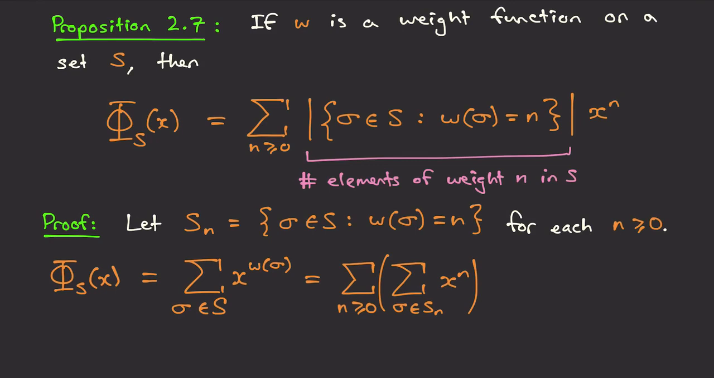This summation on the inside is simply the sum of many copies of x to the n, where the number of copies is the size of the set S sub n. This gives us the next equality, which is what we wanted to prove.